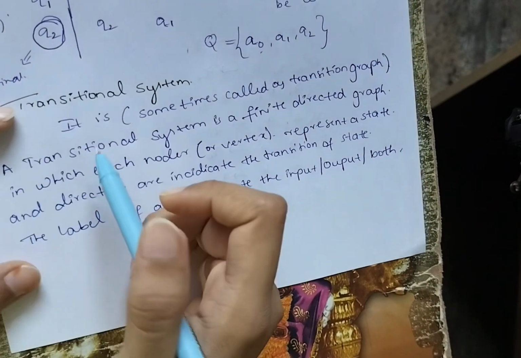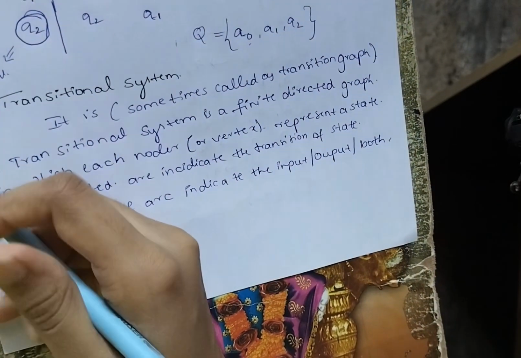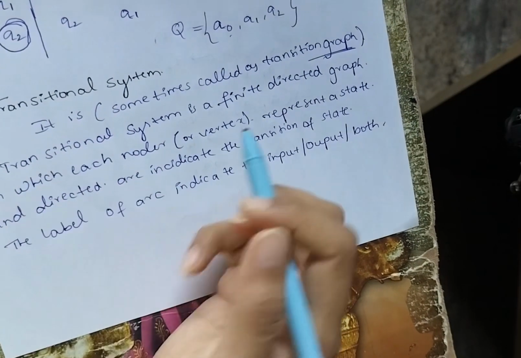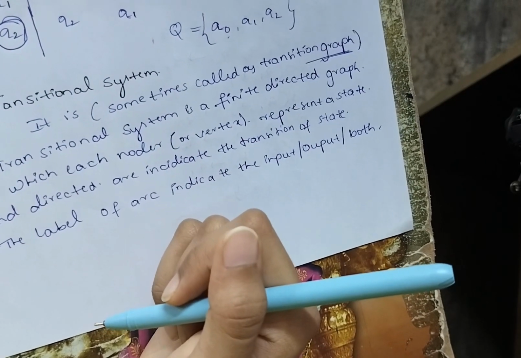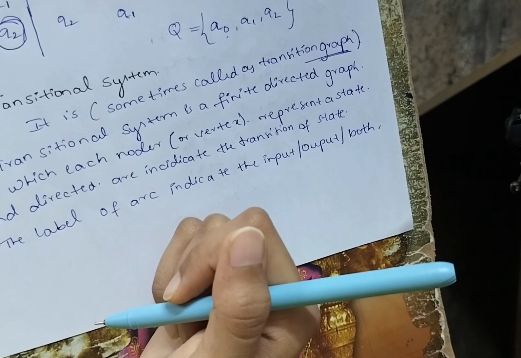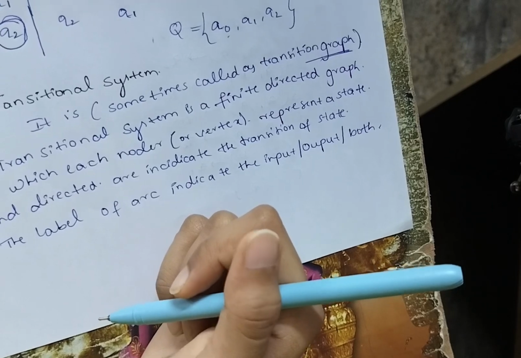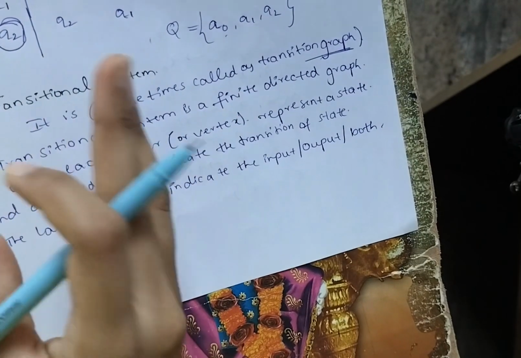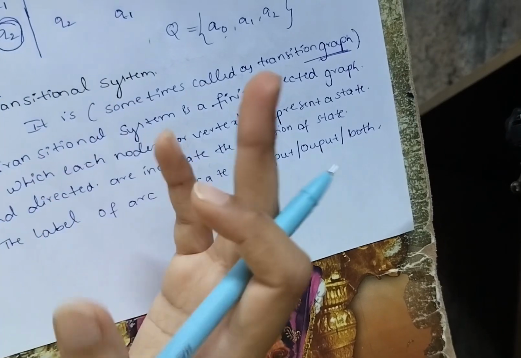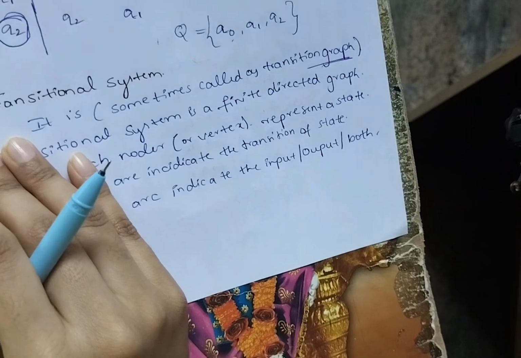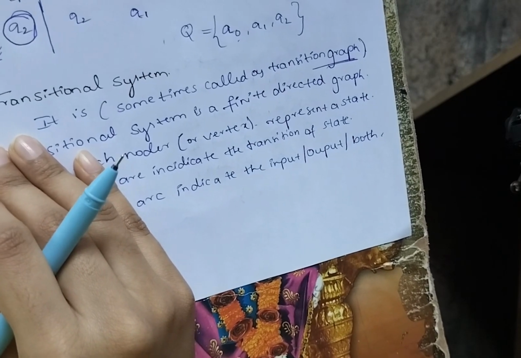The transitional system is sometimes also called a transition graph. A transition system is a finite directed graph in which each node or vertex represents a state, and the directed arc indicates the transition of the state. The label of the arc is also known as the input, output, or both input and output will be written. So in this we have two properties.